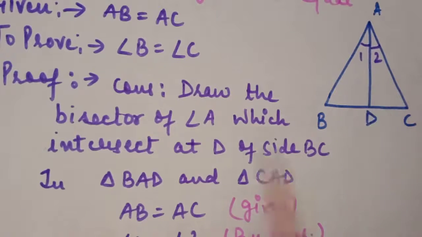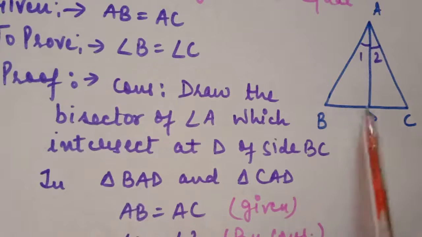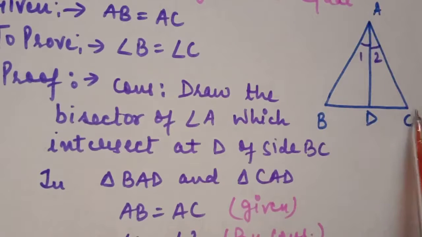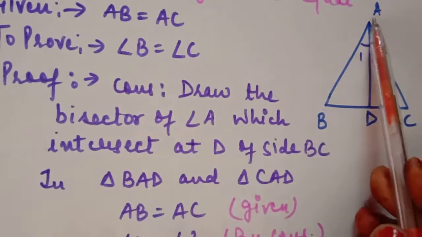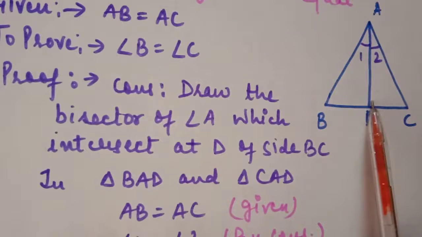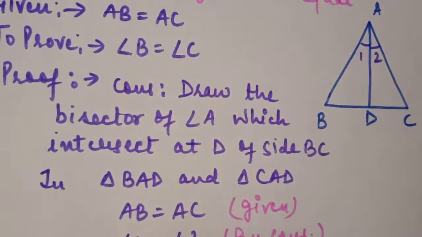So in triangle BDA and triangle CDA, or CAD, we have to focus on the corresponding parts. So we will also focus on the names of the triangles. If we take BAD, then we have to take CAD. If we take BDA, then we have to take CDA. So BAD and CAD. Now we need three elements for the congruency.